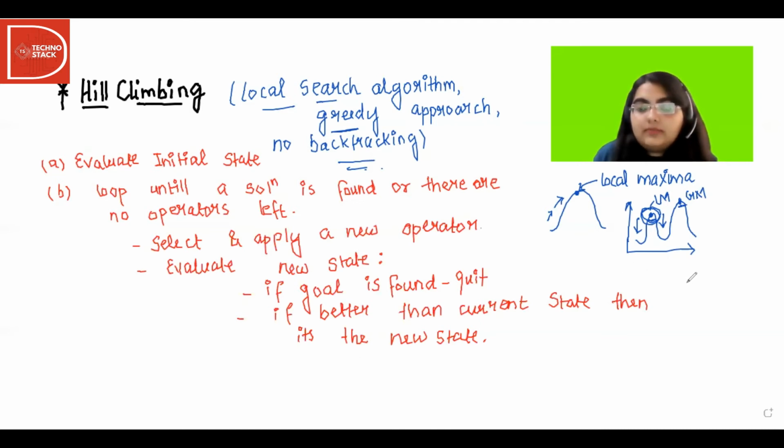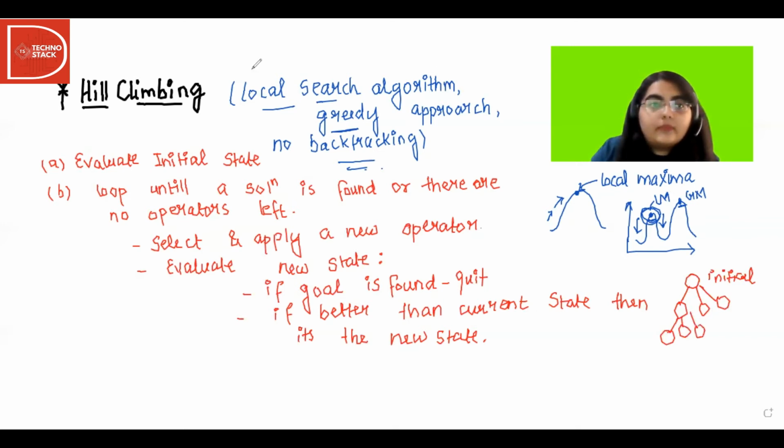Okay, let's take an example where I have a node of solutions. I just have 3 branches to it, and let's say this is the initial state, and I want to find the best possible way to reach the goal state.